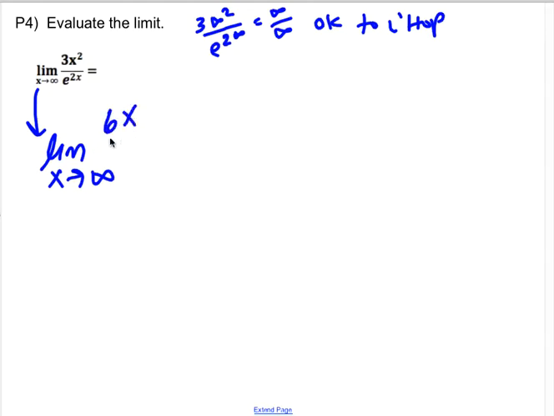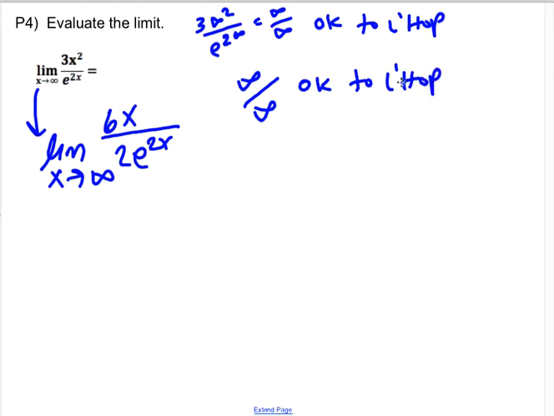So I differentiate the top and get a 6x. I differentiate the bottom and get an e to the 2x times a 2. Right, now if you want to cancel a 6 and a 2, you totally can. It doesn't matter to me. If you plug in, you definitely still get something infinitely large over something infinitely large. So again, I'm okay to L'Hopital's. If you wanted to cancel the 6 and the 2 to make your number smaller, that's fine. I don't really think it's a huge benefit, so I'm just going to ignore it.